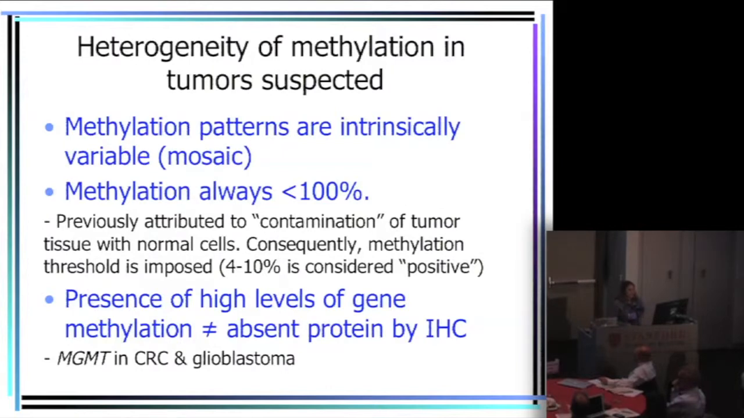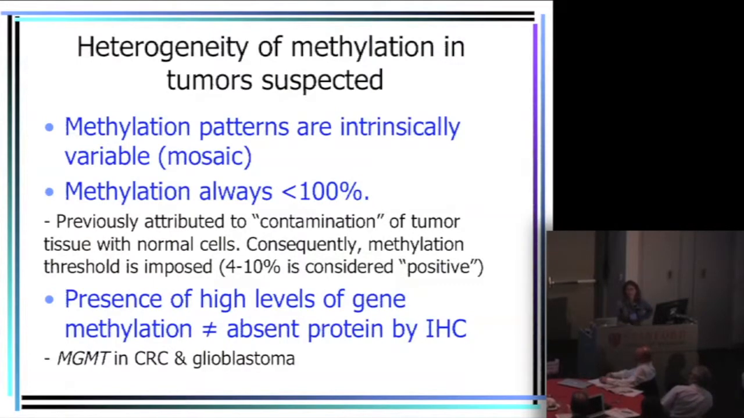So in terms of heterogeneity of methylation, we've suspected this for decades because methylation patterns are just intrinsically variable, something we've been calling mosaic for donkey's years. Methylation in tumors is always under 100%. To some extent, this has been previously attributed to the contamination of tumor cells with normal tissues, so how pure is your tumor population? And we've had to thereby impose a methylation threshold for whether a tumor is considered methylation positive or not, similar to the FISH and immunohistochemistry described by the last speaker.